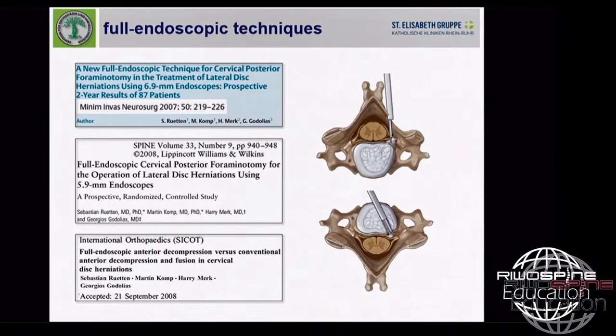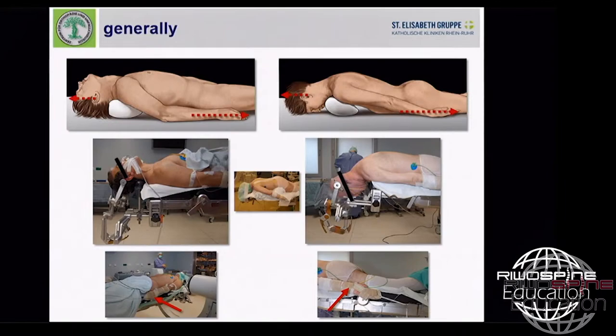And generally, when we are working at the cervical spine, we like to have our patients fixed with the head. So we are always working with a Mayfield clamp. There are other people who are working just with tapes to fix the head. We also like to have the arms fixed with some special drapes to pull the shoulder down, especially when you're working in the lower cervical levels. So let's have a closer look first at the anterior approach.